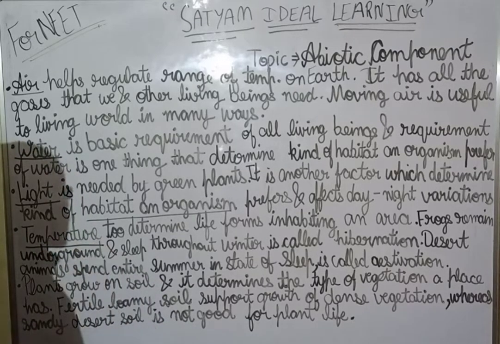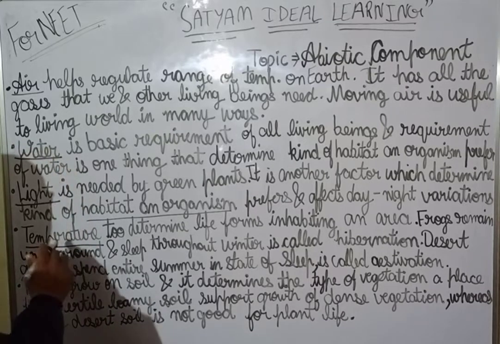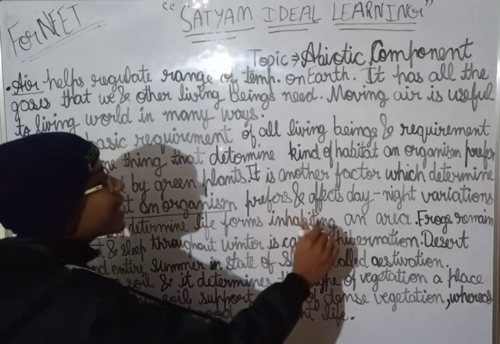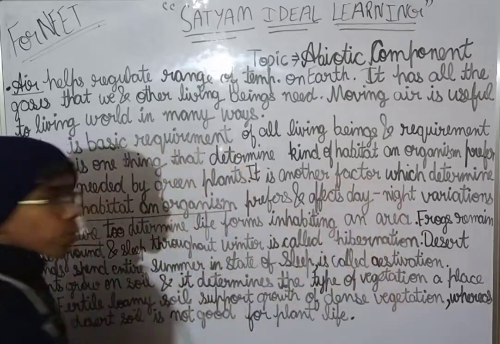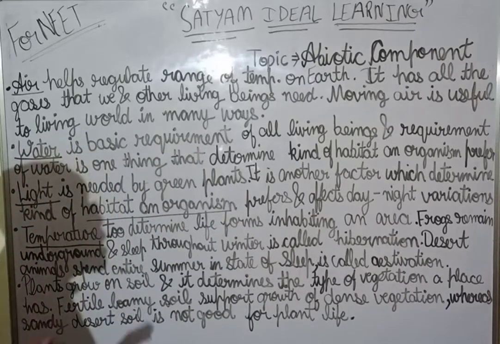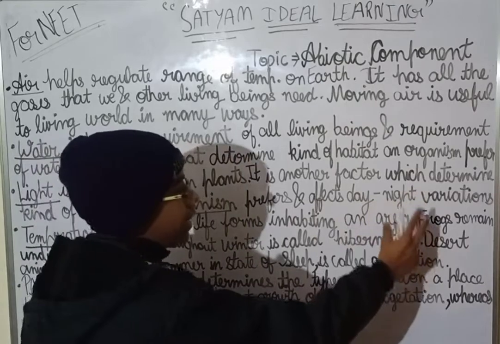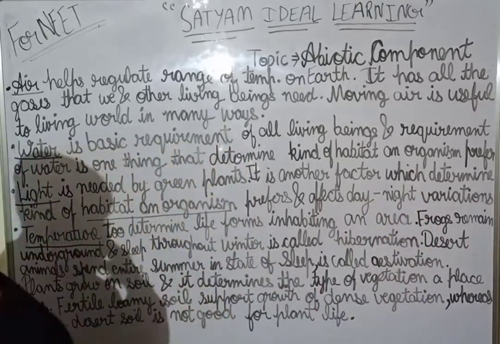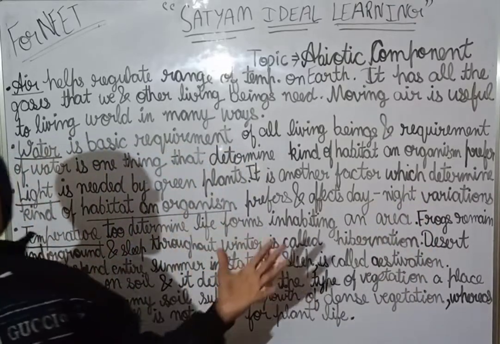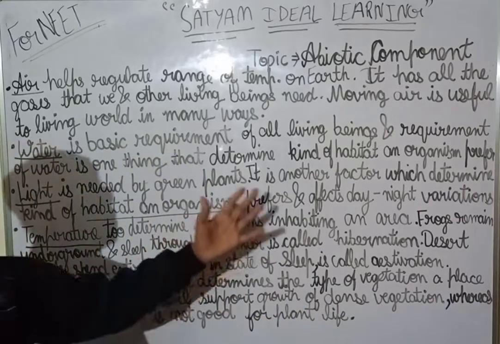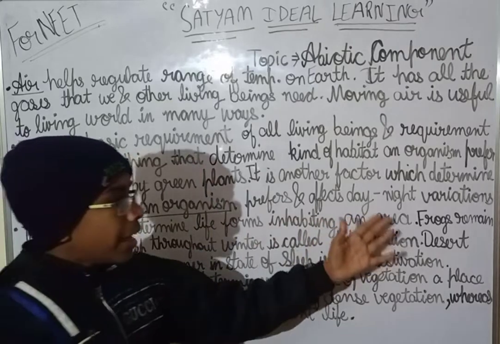Temperature. We have already done light. Now we will be coming on temperature. Temperature also determines the life forms inhabiting an area by an organism. An organism inhabits a place, no? So it also determines the life forms inhabiting an area.